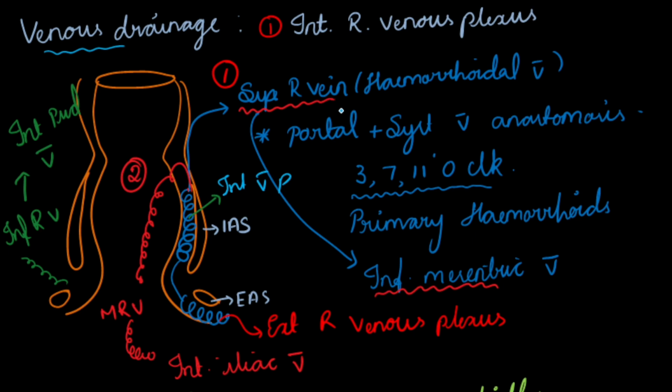The most important clinical significance regarding the superior rectal vein is that it forms the site of portosystemic anastomosis and it is located at the 3, 7 and 11 o'clock positions. So whenever there is any problem like portal hypertension, that will lead to the formation of hemorrhoids that are called primary hemorrhoids, and these primary hemorrhoids we can see exactly in these 3, 7 and 11 o'clock positions, and this is one of the important MCQs in examinations.